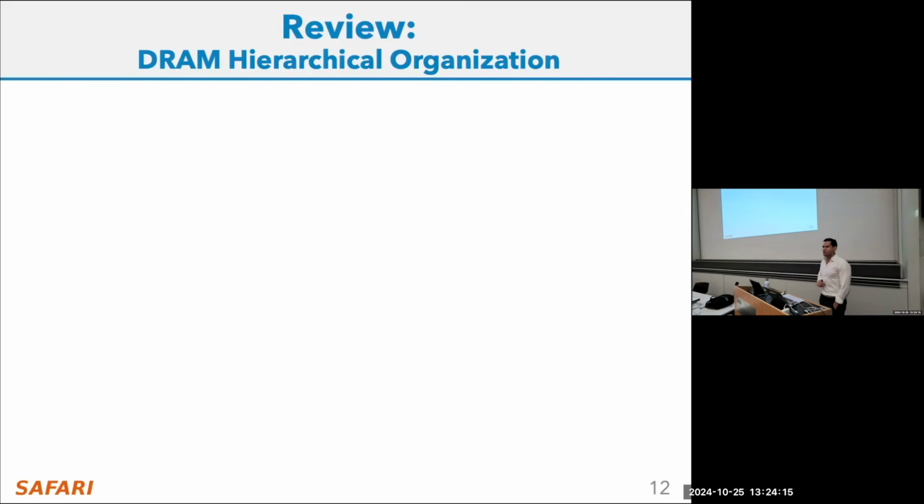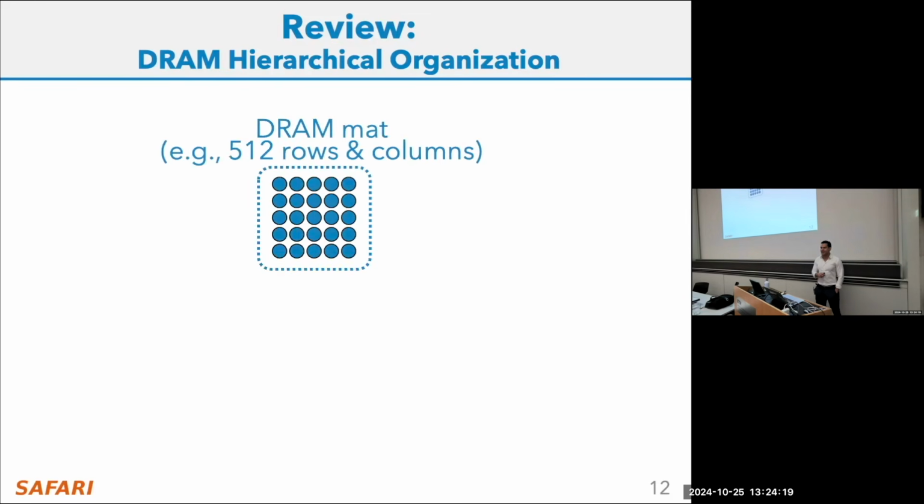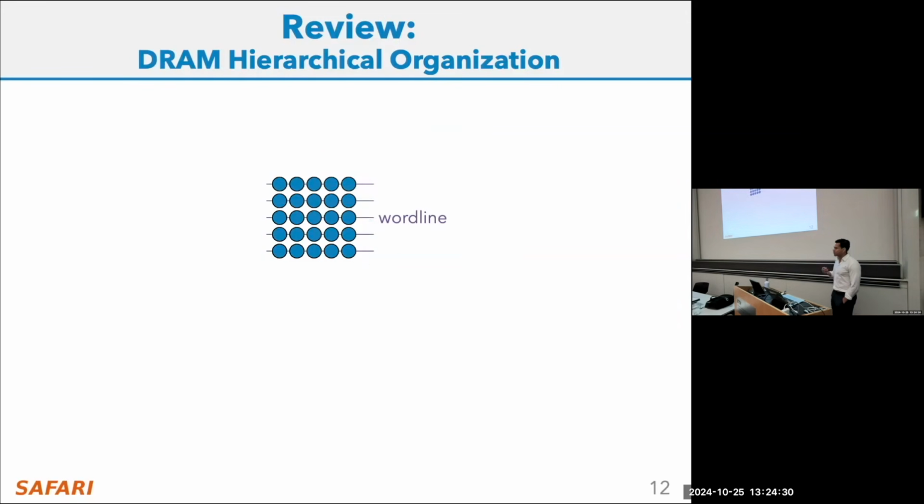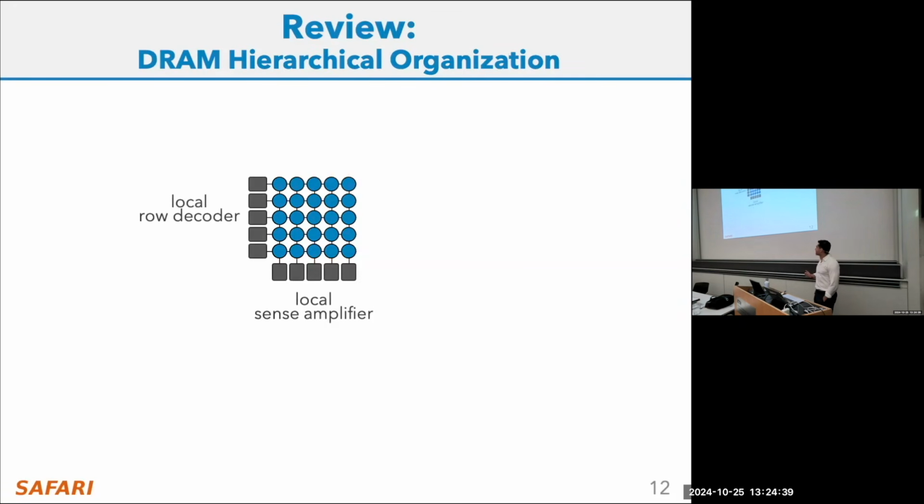As you probably already know at this point, DRAM is organized as a hierarchy of components. At the lowest level of this hierarchy, we have what is called a DRAM mat. A DRAM mat is a 2D array of DRAM cells, which are horizontally connected through word lines and vertically connected through bit lines. The bit lines share a local sense amplifier, and the word lines share a local decoder.